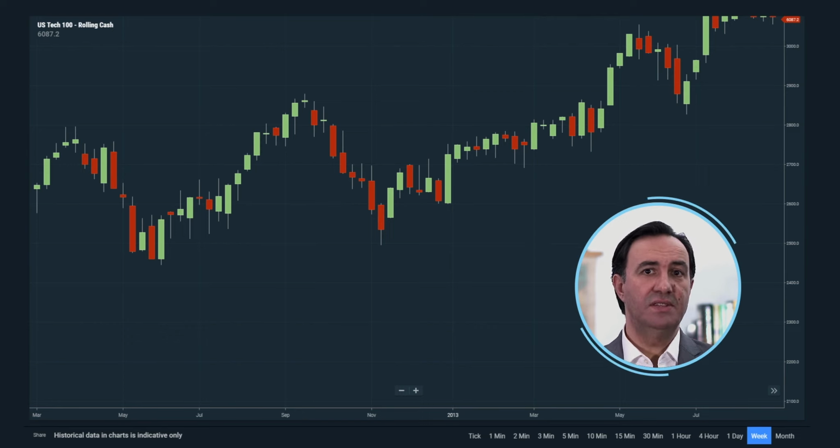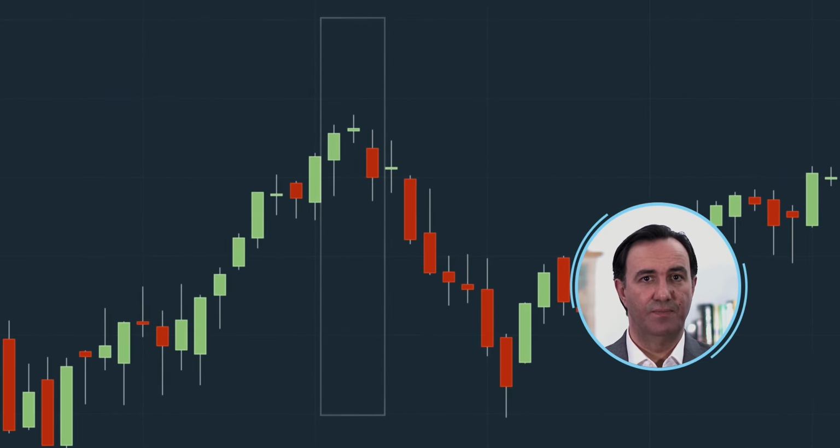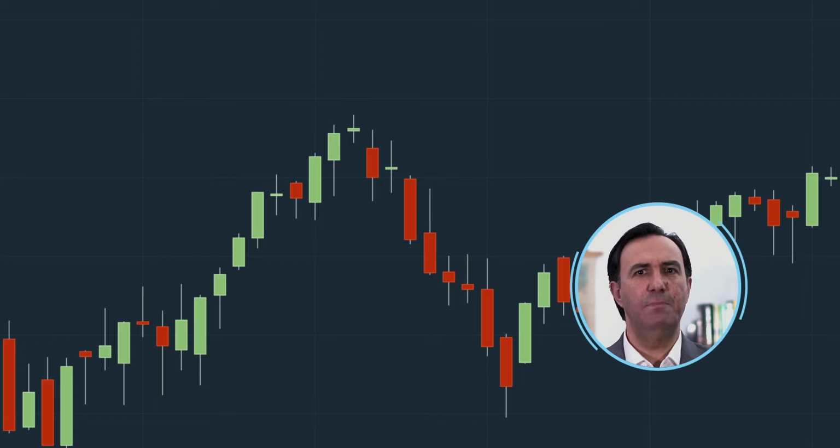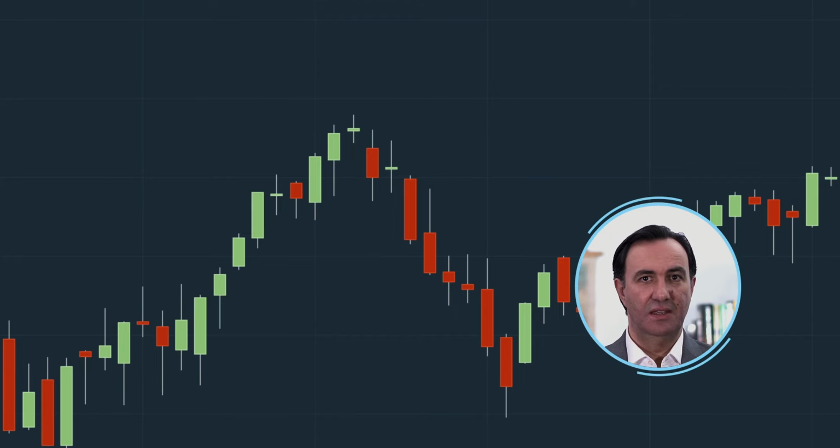Anyway, here is an evening star pattern in the Nasdaq weekly chart. We have a clear uptrend. The first candle forms in the direction of the trend. Week 2 gaps up slightly and looks like an indecisive spinning top. This is followed by a big gap down and a bearish candle in week 3. As you can see, this preceded a reversal.